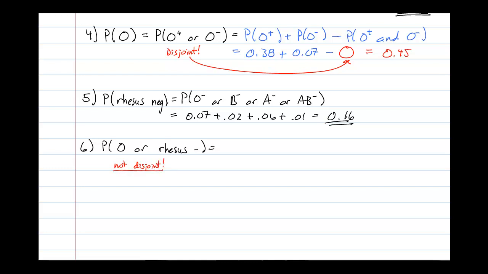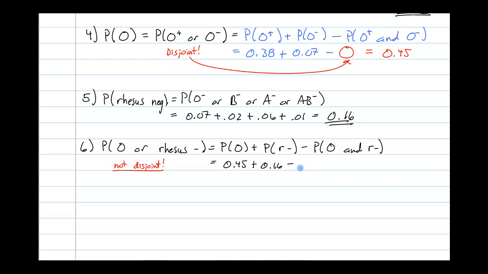So let's go ahead and look at our formula. This would be the probability that a person was O plus the probability that a person was rhesus negative, I'll go R negative, minus the probability that they're both O and rhesus negative. So filling out these probabilities, we've done this. The probability of O is right here. The probability of O was 0.45. The probability of rhesus negative we've done as well, is right here already, 0.16.